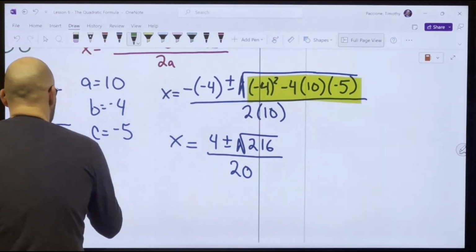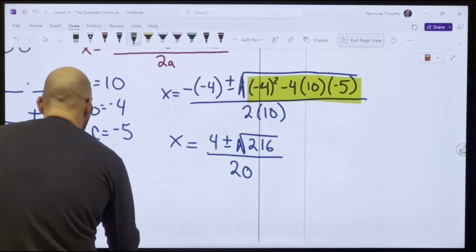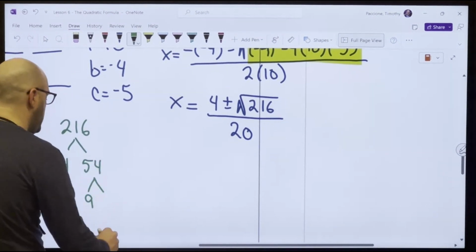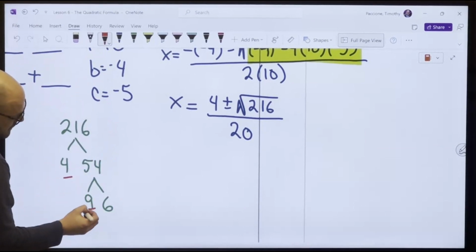So we go to 216, and we see if any perfect squares go into it. Just start dividing by 4, 9, whatever you think. Well, 2 is not a perfect square. We want to get perfect squares into it. 4. Okay, 216 divided by 4 is? 54. Any perfect squares in 54? 9. Yep. 9, and 9 times what is 54? 6. So 6 we can't break down, but we found 2 perfect squares.